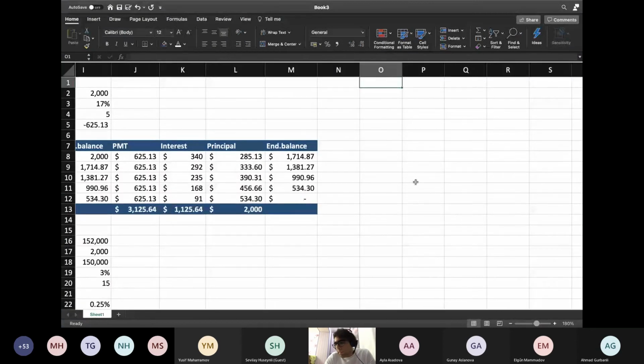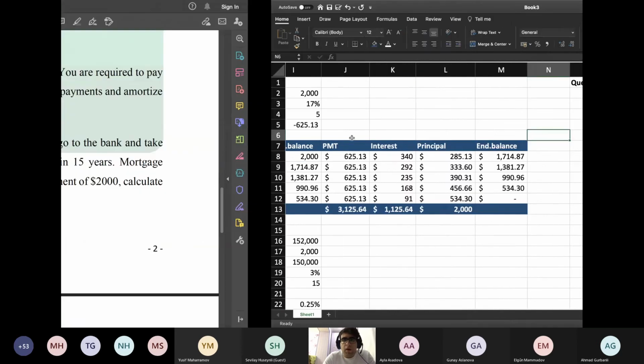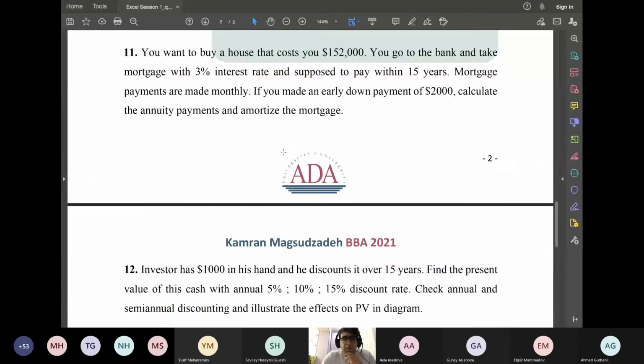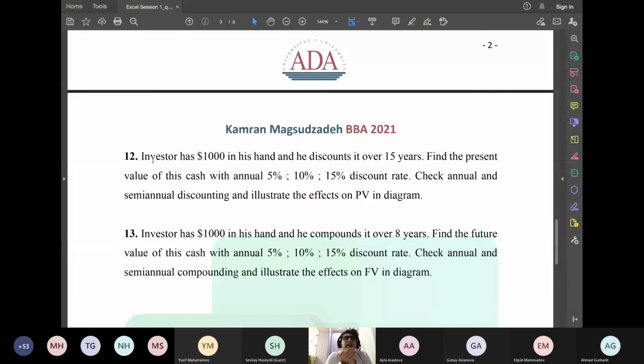Question 12. Question 12 says, investor has 1,000 in his hand, and he discounts it over 15 years. Find the present value of this cash with annual 5%, 10%, and 15% discount rate. Check annual and semi-annual discounting and illustrate the effects on present value in diagram.